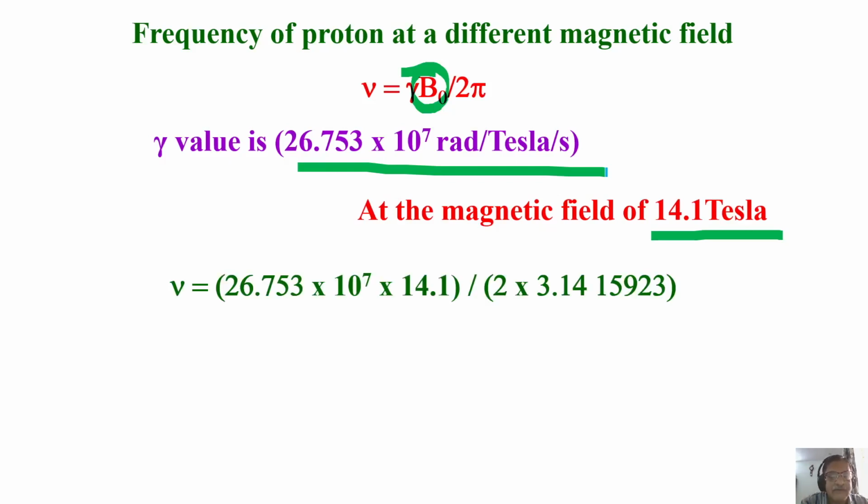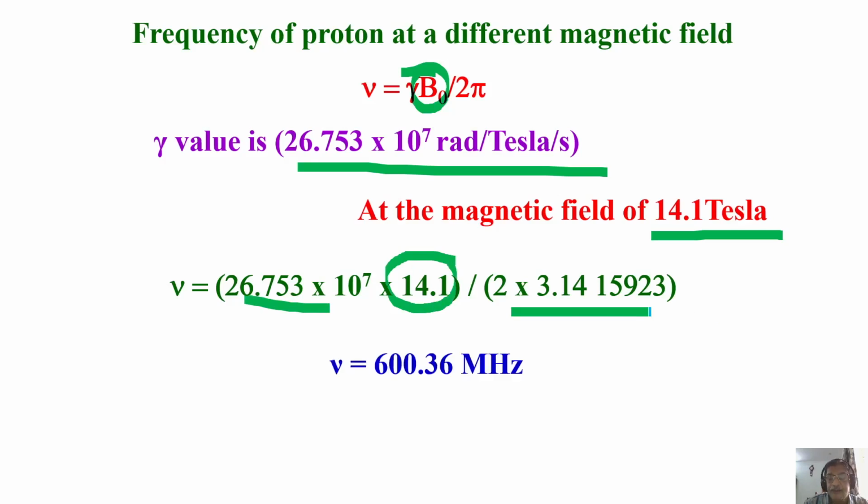Plug in the values. Only this number is changed now. That's all, the rest remained the same. Find out the value. It is 600.36 megahertz. What happened? I changed the magnetic field 6 times, and the resonating frequency changed 6 times. That's okay. This is for proton.